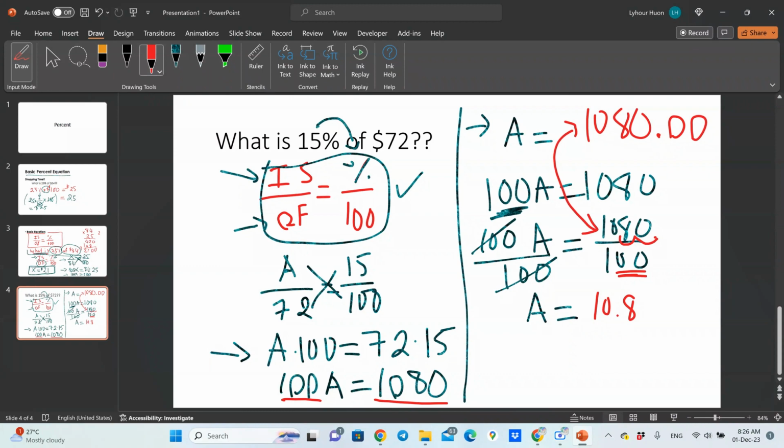Is 1080 equal to 1080.00? It's the same, right? Now when we divide by 100, we shift the decimal by two digits. One digit, two digits. So now the decimal becomes 10.800000. After the decimal, the zeros mean nothing, so we just put 10.8.